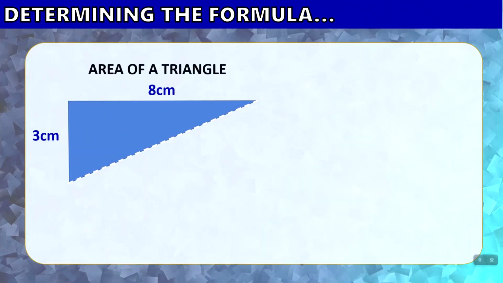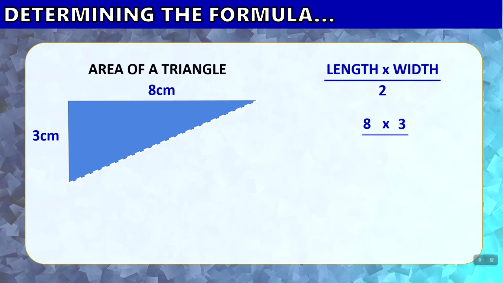Let's look at the formula then for the area of a triangle. It is simply the length times the width, but divided by 2. Because the length times the width would assume that it is a rectangle. But since it is half of a rectangle, which gives us a triangle, we have to divide by 2. And so in this case, the length is 8, and the width is 3. 8 times 3 divided by 2 gives us 8 times 3 is 24, divided by 2 gives us 12 centimeters squared. And that is the area of this triangle.